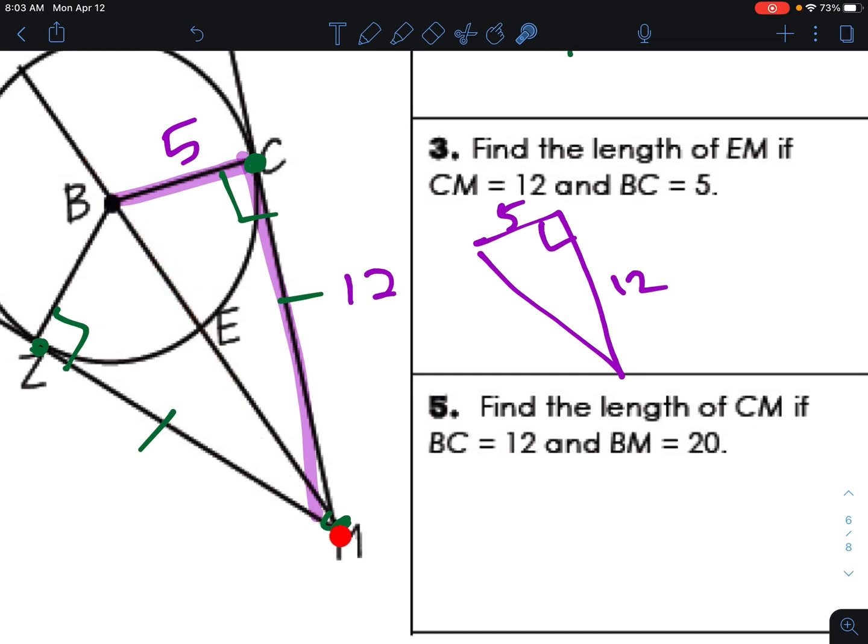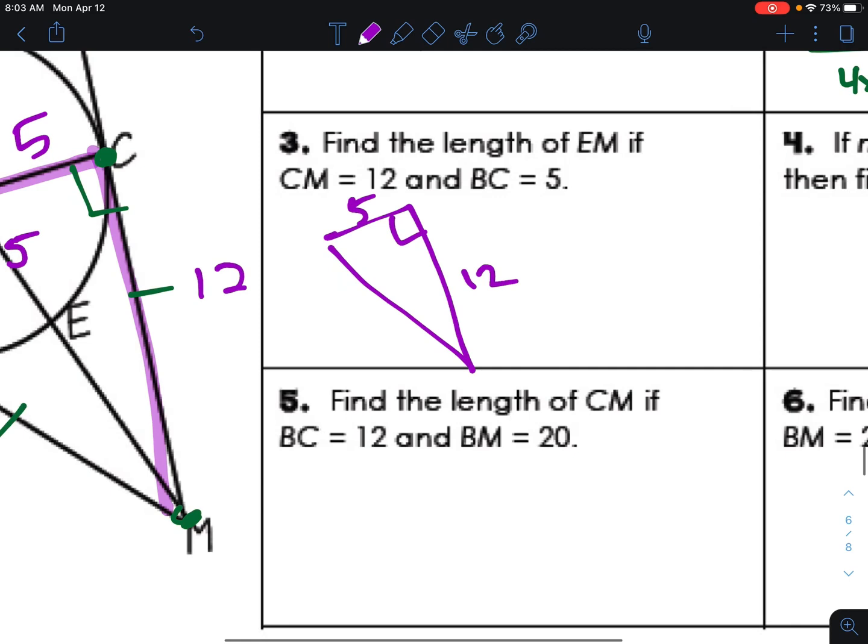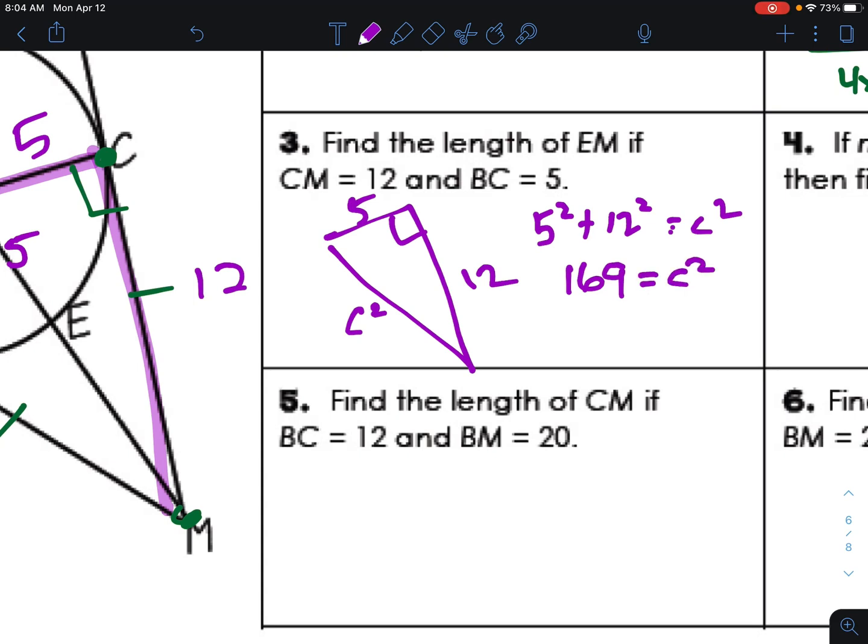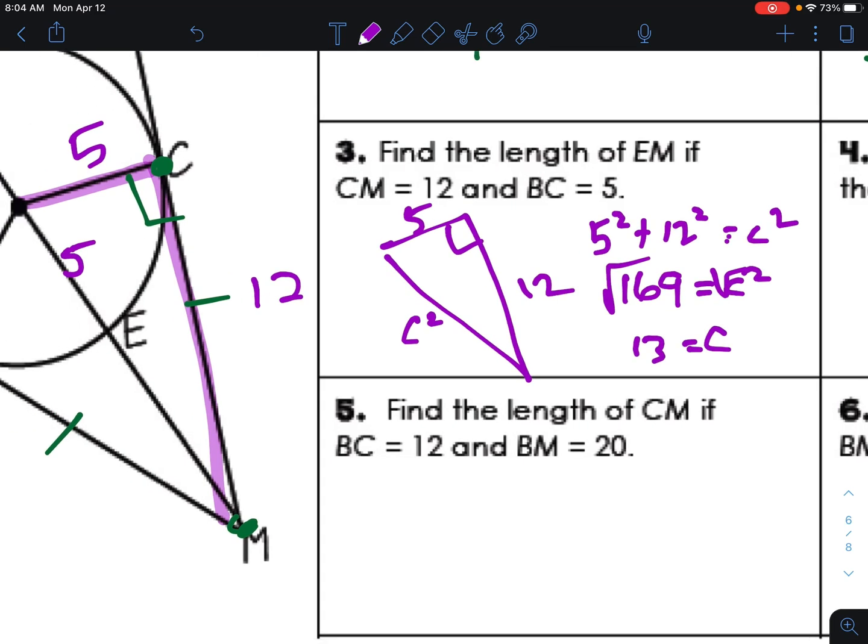Because what we know is if we find that length, we know B to E is 5. We want to find E to M, so we could just subtract that off. So we're going to do the Pythagorean theorem quick. 5 squared plus 12 squared equals C squared. All right, 25 and 144 gives us a grand total of 169 equals C squared. Square root of both sides gives you C is equal to 13. So this whole length is 13.